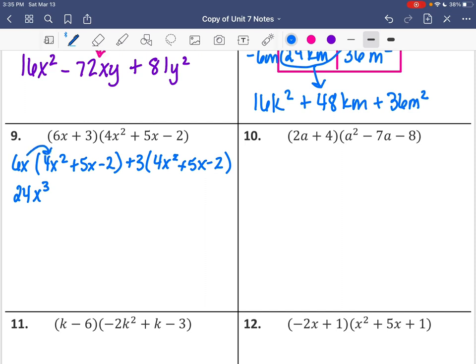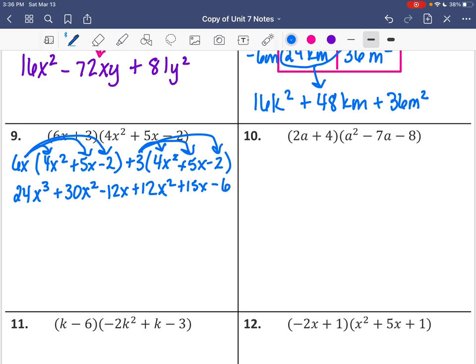So that was this. Now I'm going to do 6x times 5x. So 6 times 5 is 30, and x times x is x squared. And then I'm going to do 6x times negative 2. That's negative 12x. All right, now I'm going to move over here and start doing the distribution with 3. So 3 times 4x squared is 12x squared. 3 times 5x is 15x. And 3 times minus 2 is minus 6.